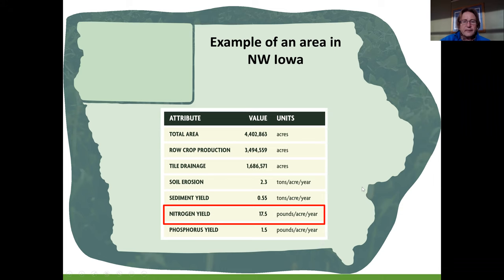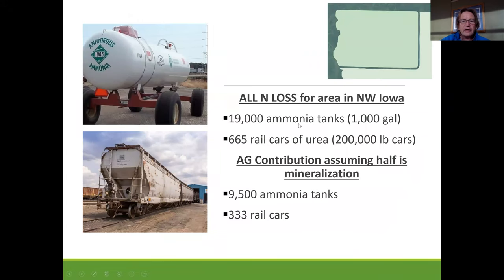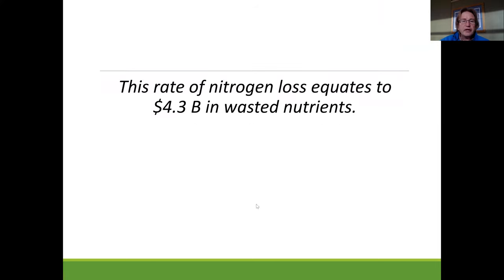But then I did some calculations. If you calculate all that nitrogen loss, that 17.5 pounds, what that equates to is 19,000 ammonia tanks lost, if they're 1,000 gallon tanks, or 665 rail cars of urea. Let's just say the ag contribution is half of this and half is mineralization. Then let's assume that 9,500 ammonia tanks are lost due to ag, and 333 rail cars of wasted nutrients in our crop production systems. This rate of nitrogen loss equates to about $4.3 billion in wasted nutrients that we could be using in our farm ground in improving our productivity.